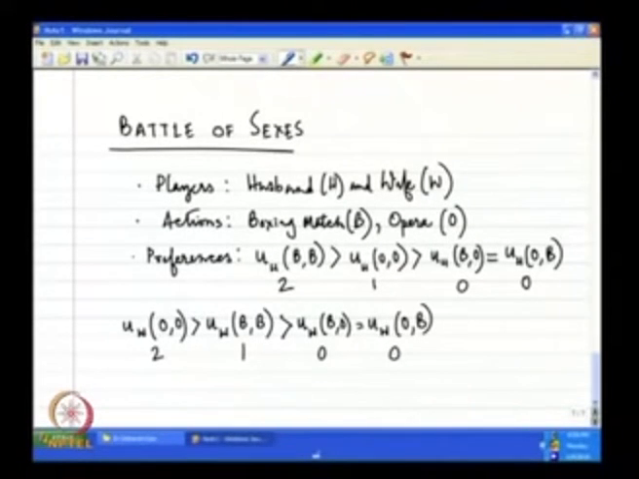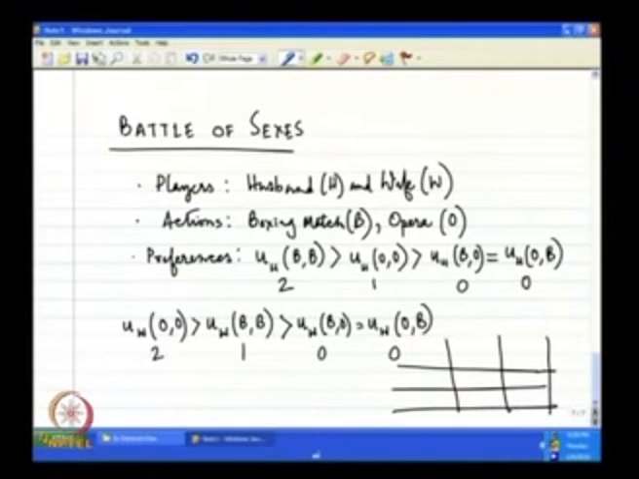Now, if I write this down in terms of a payoff matrix, so the first profile is BB. BB is the best one for the husband, so this is 2. And from the wife's point of view, BB is good, but not as good as OO. So OO is the best for her, BB is 1. Here, if OO is the outcome, the husband is getting 1. If there is no meeting of them, that is they are going to different places, they are going to get 0 each. So this is how this game looks.